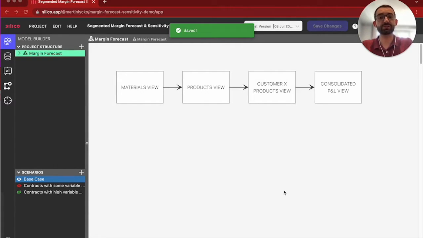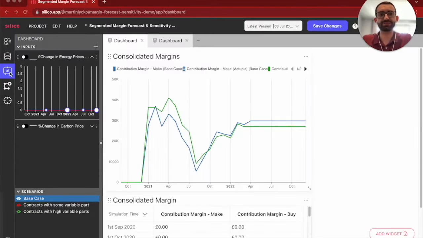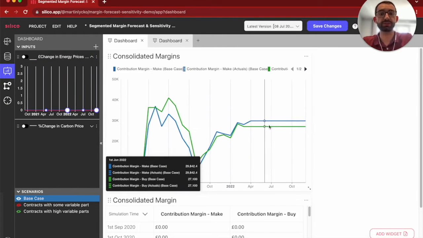And to answer questions like that, we are going to use our dashboards here. Dashboards are our interactive tool for decision makers to investigate how key inputs on the left here impact critical outputs on the right here in real time. And in our case, we actually have 2 outputs visualized on this chart. The green line is the company's margin if they buy all of their raw materials, whereas the blue line is their margin if they make some of their raw materials themselves.